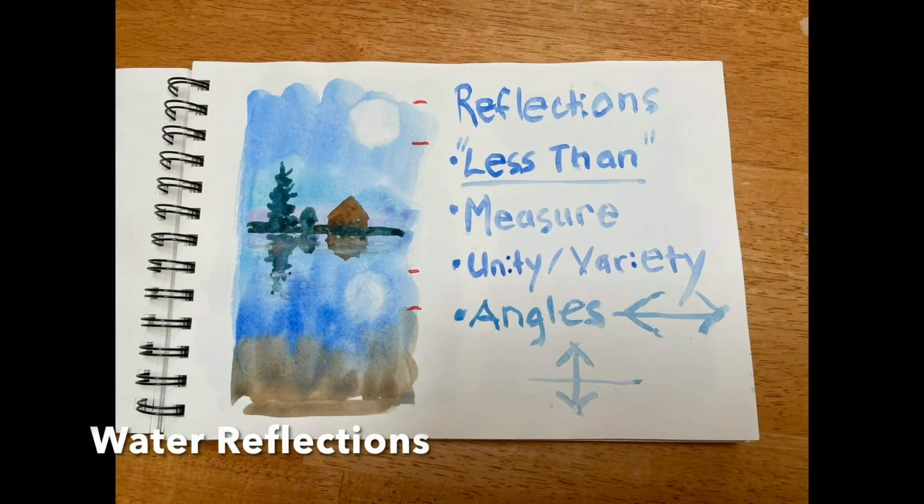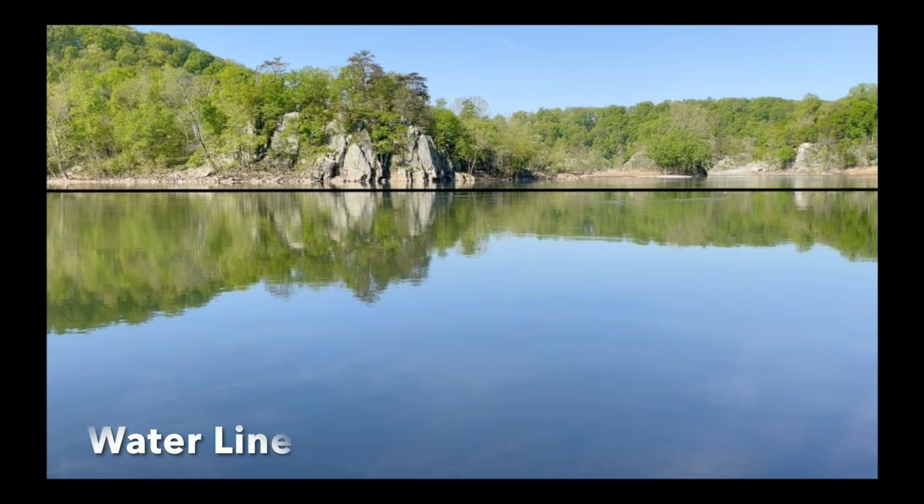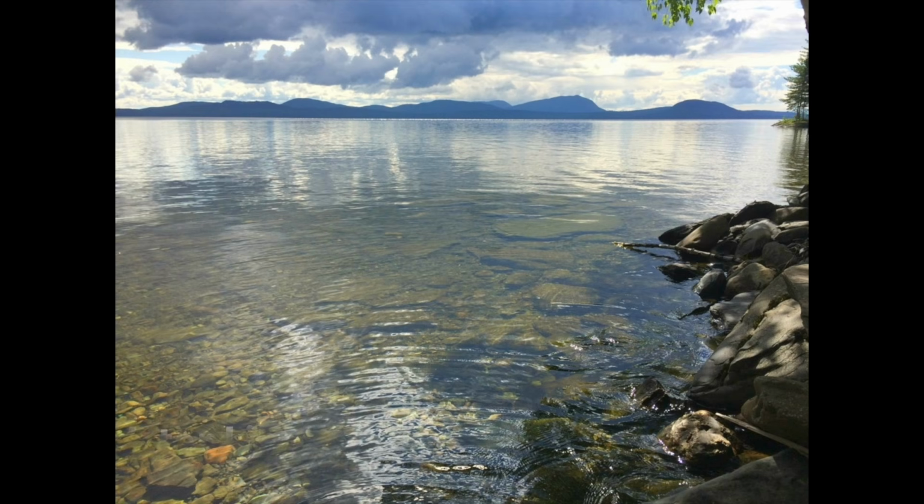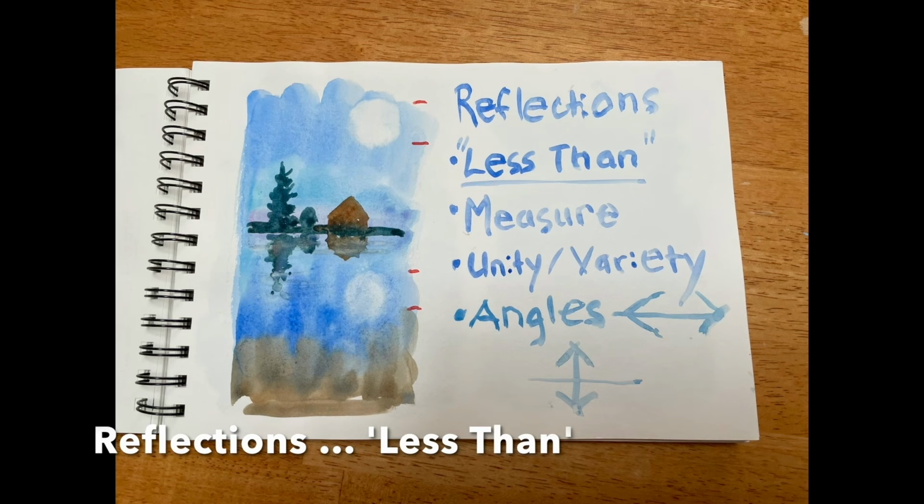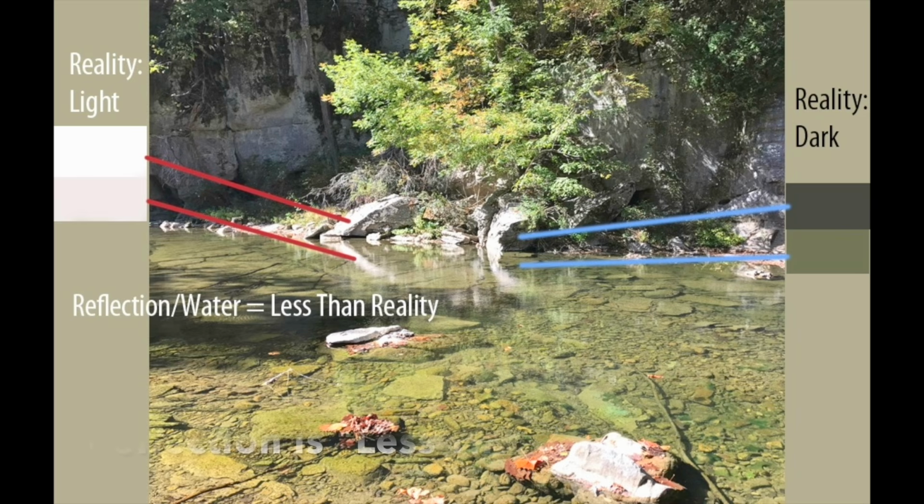Now let's incorporate this simple graphic to help us understand more about water and reflections. First, let's understand what the water line is. It's straighter than you think, as you can see in these two examples. Next up, we're going to be looking at the concept of reflections being "less than." So if we take a complicated scene, you can see the pull-out color swatches where we have the reality of the object, and then the reflection is less than in the case of the light object and less than in the case of the dark object.